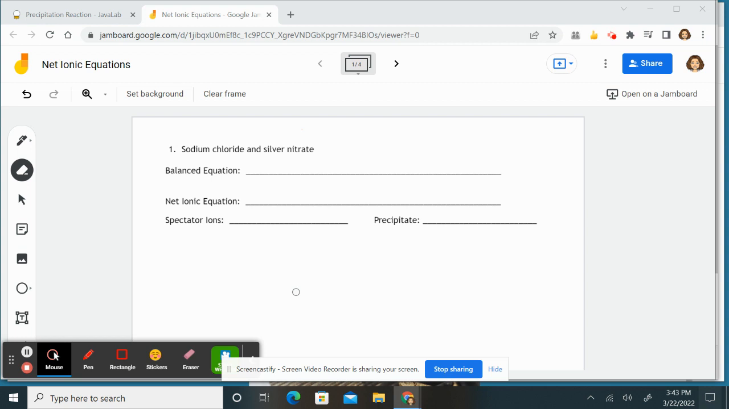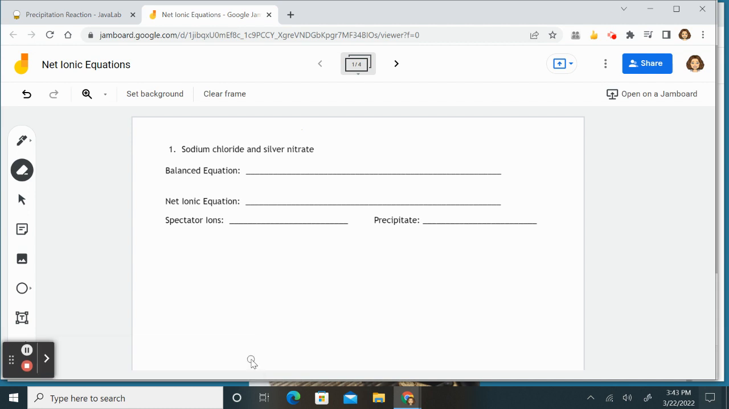Right, in this video, we're going to talk about net ionic equations, which are nothing more than our double replacement reactions. So we're going to start there, review our double replacement reactions, and identify our precipitates like we've done previously.